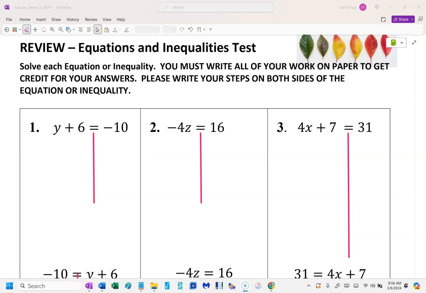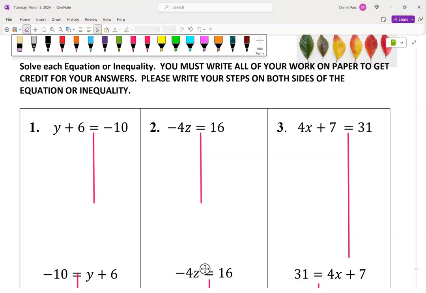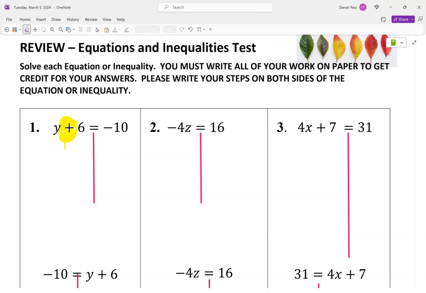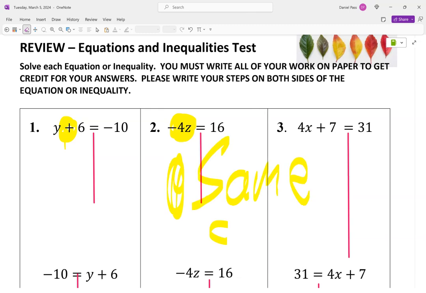And gentlemen, let's do this review. Now you have to remember to do the inverse operation. Good job. Inverse operation. So if this is addition right here, you're going to have to subtract, right? Yeah. If this is multiplication, then you have to divide by the same sign, right? When you're multiplying, dividing, right?